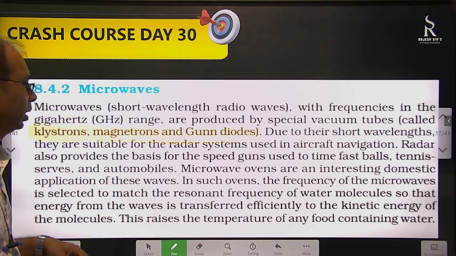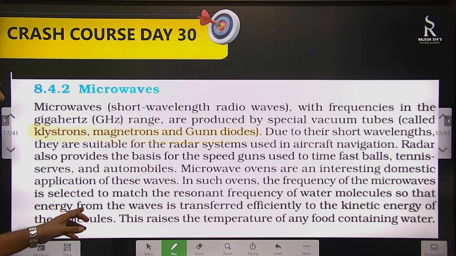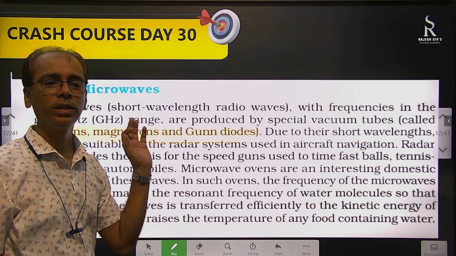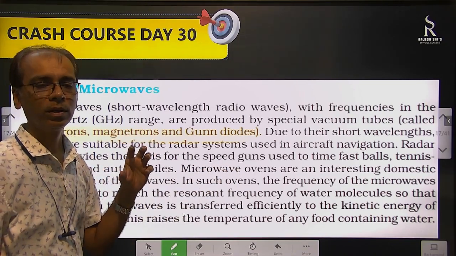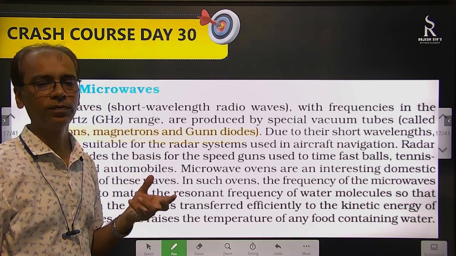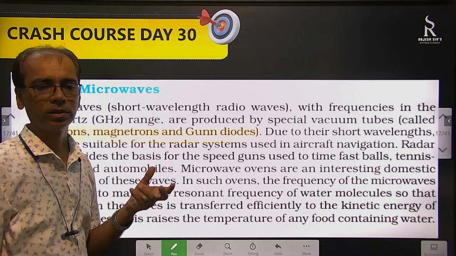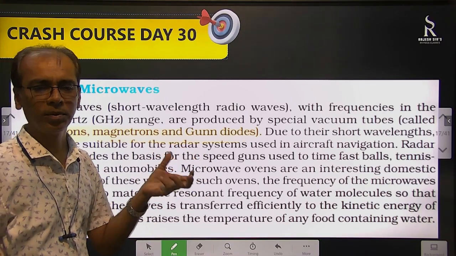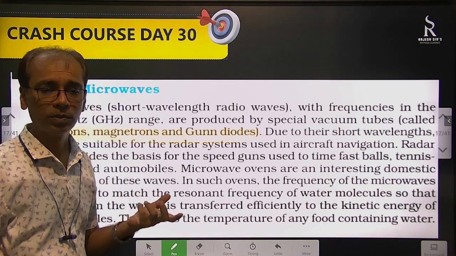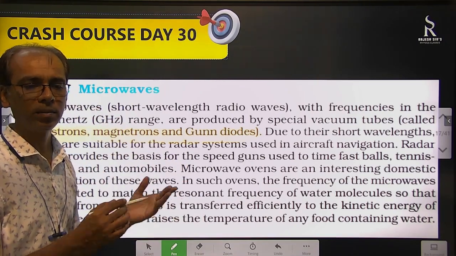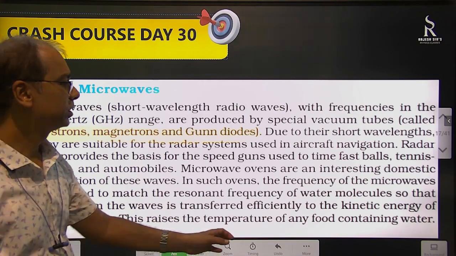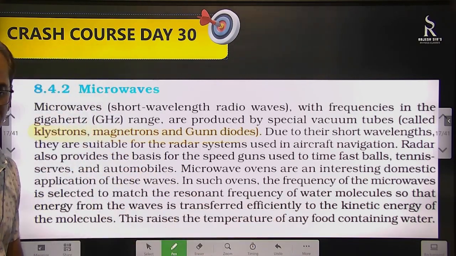Then what else is there? Microwave ovens. Everybody knows about microwave ovens. What is happening in that one? Microwave frequency matches with the frequency of water molecules. So at resonance, they pass more energy to water molecules and they start vibrating with higher amplitude. Energy is produced, and whatever food you are keeping will be cooked in that. This raises the temperature of any food containing water. These are microwaves.